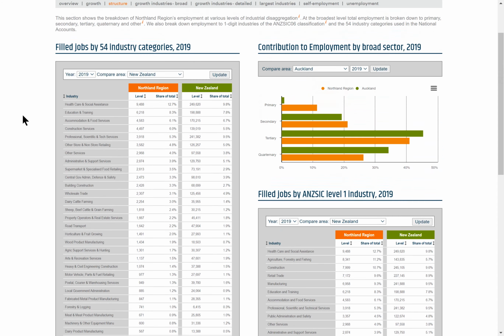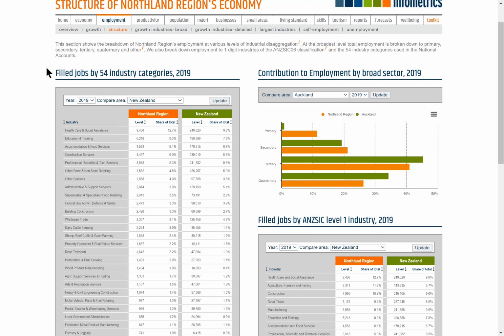The table Fill Jobs by 54 industry categories offers further granularity in the classification of industries. Again, look at the industries that make up the largest share of employment in your region and how that compares to the national economy or a region of your choice. Industries such as healthcare, education, retail and construction tend to have a significant presence in most regional economies. The unique characteristics of a local economy tend to be found in the makeup of their agricultural sector, their manufacturing sectors, and the more specialised service sectors.